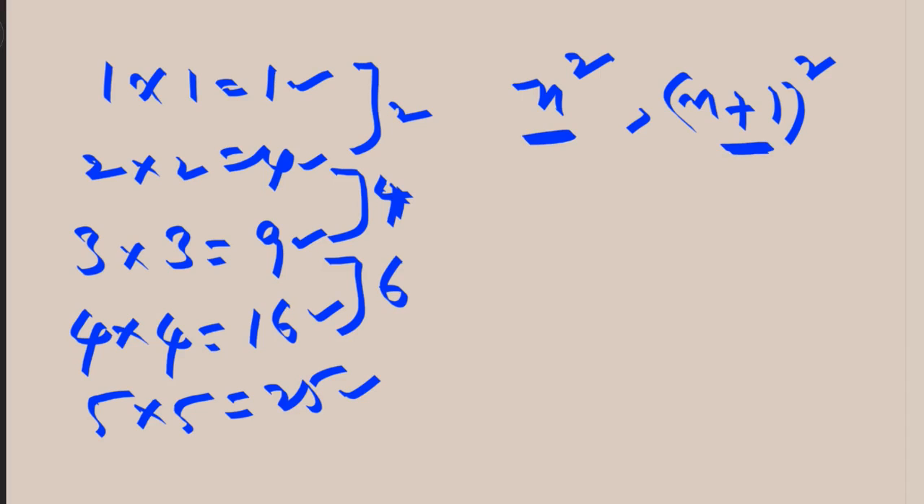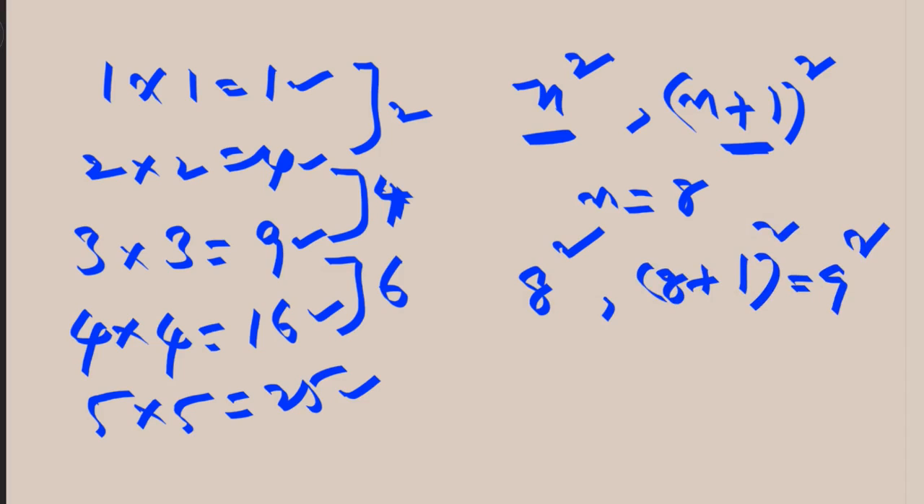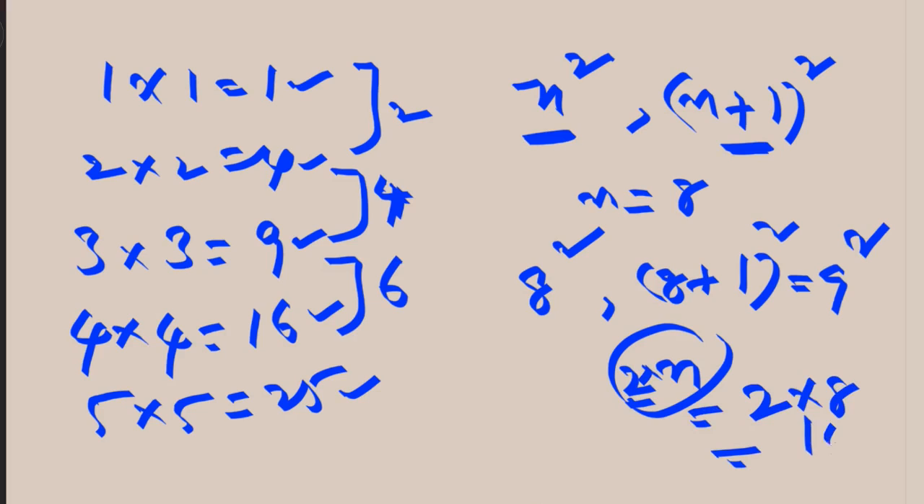For example, n square and (n plus 1) square, what are these? Two successive numbers. Just now I asked, between the squares of 8 and 9, how many numbers are there? Here the first number is n. If I take n equal to 8, then 8 square. The successive number is n plus 1, that is 8 plus 1 whole square, 9 square. Between 8 square and 9 square, 2n numbers are there. So what are the 2n numbers? 2 into n, where n is 8. So 2 8s are 16 numbers are there.